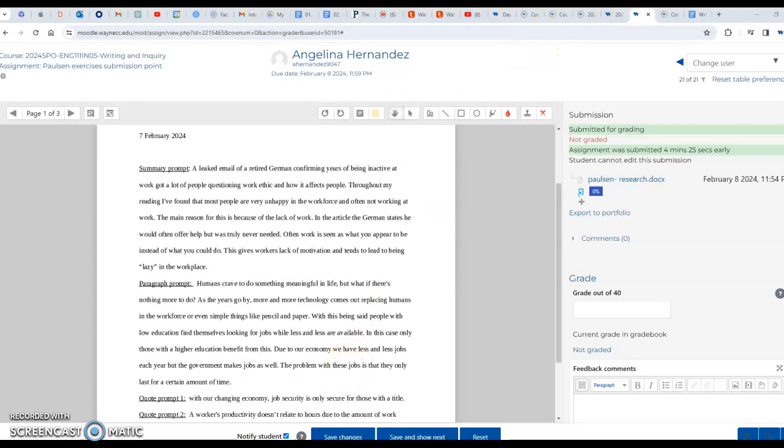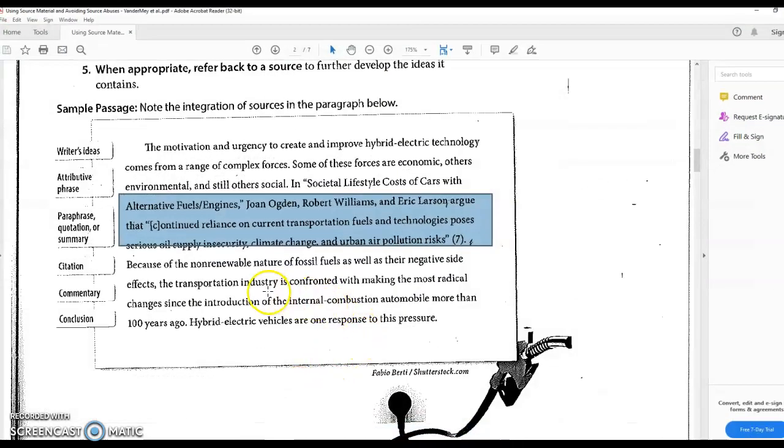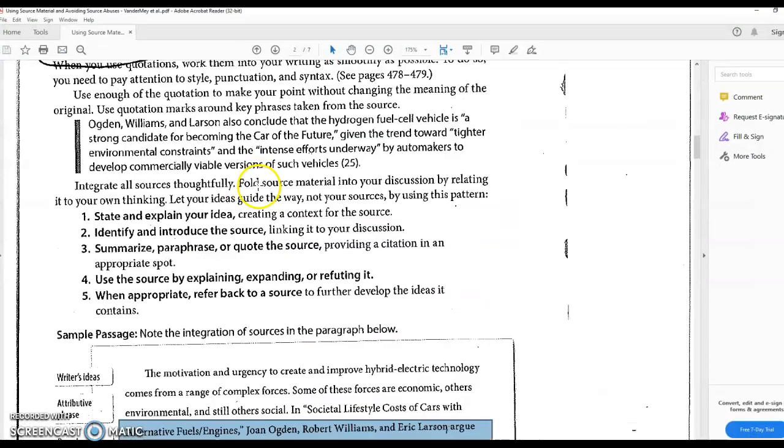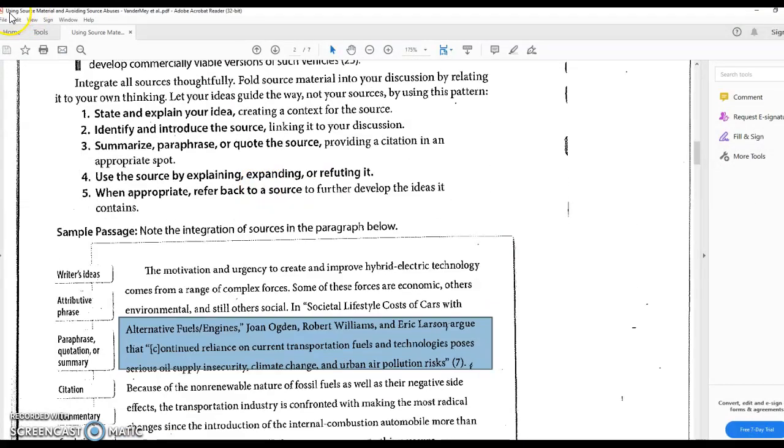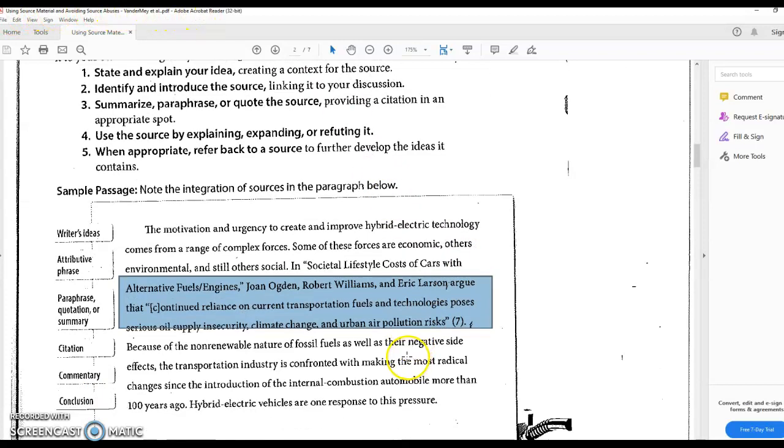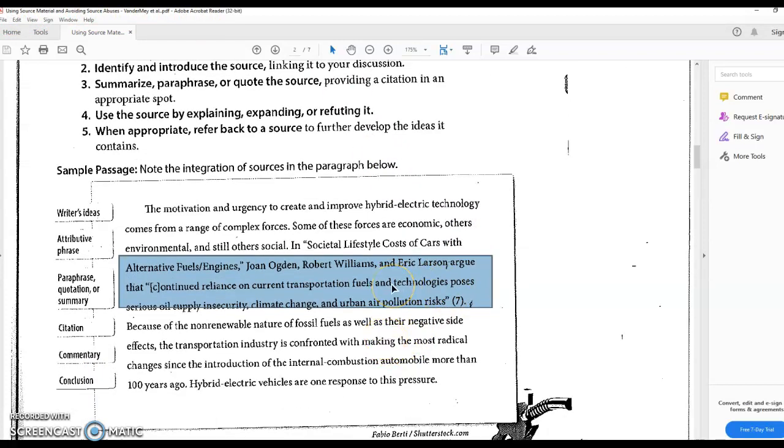So essentially, your paragraphs should look like this. This is on page 477 of Using Source Material and Avoiding Source Abuses. In this, it gives you a diagram of a standard body paragraph. And that's what I wanted from the first two paragraphs that you wrote. A topic sentence here sets up the paper, or the source, that is. And here in their signal phrase, they gave the article title and the authors, and then a verb.